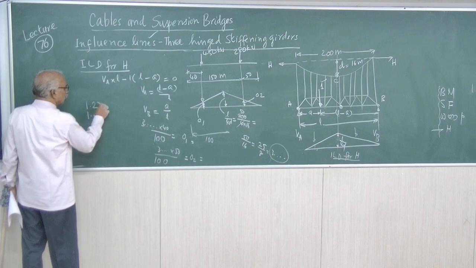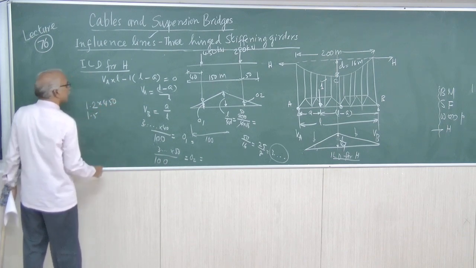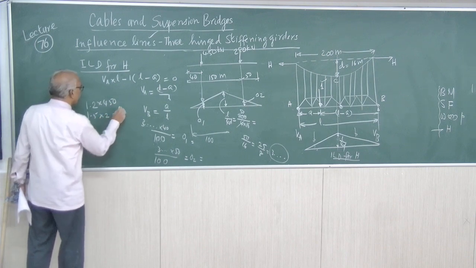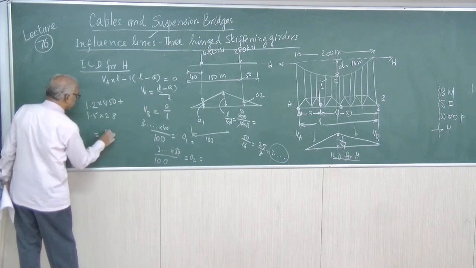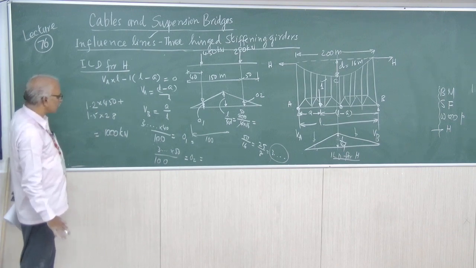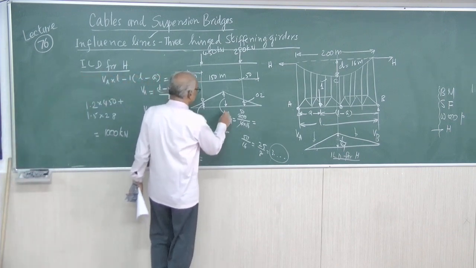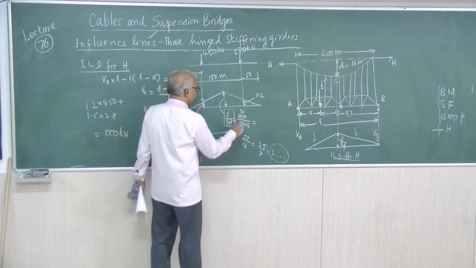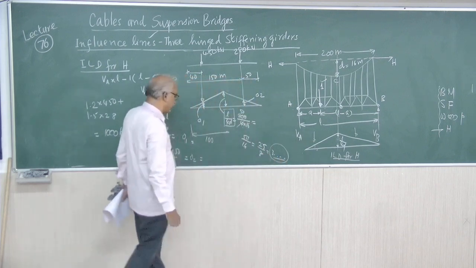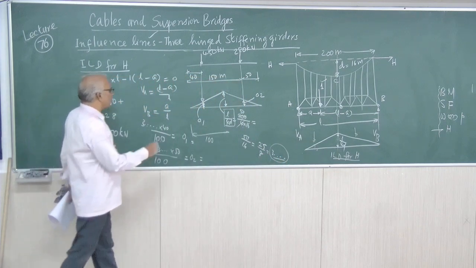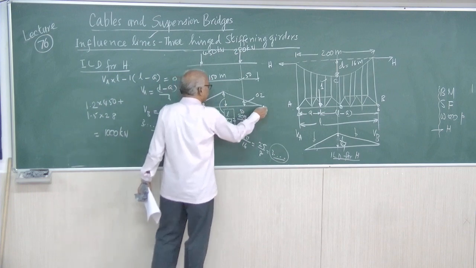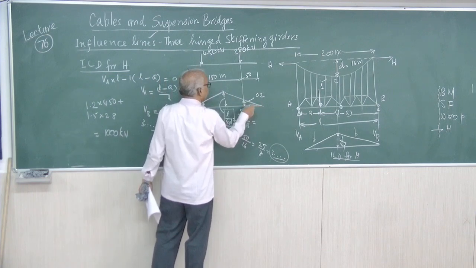So 1.2 into the load, 450, plus 1.5 into 280. The sum of these two will give you 1000 kilonewtons. You can check up the calculation later. So we have to find out the ordinate. So this is L by 4D. This is influence line for the horizontal tension. So substituting these values, we can get the ordinate 25 by 8, approximately 3 point something. Now for 100 meters, if it is 3 point something, for 50 meters, what is the value?